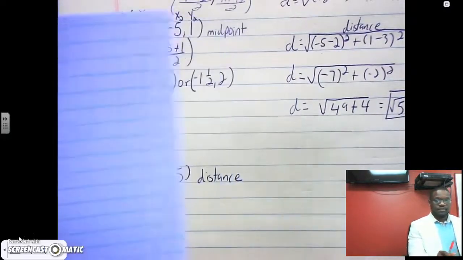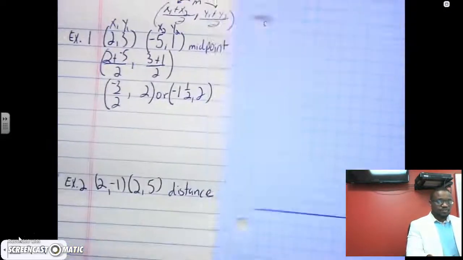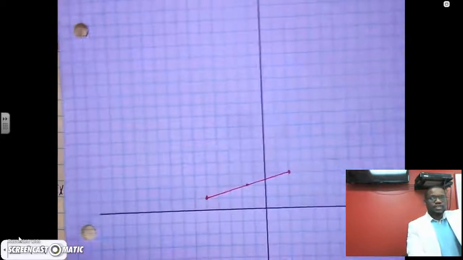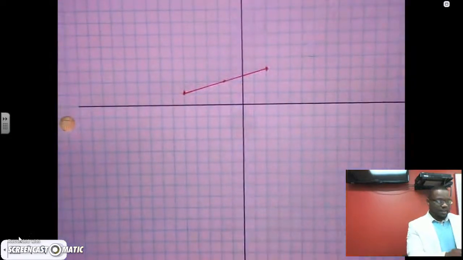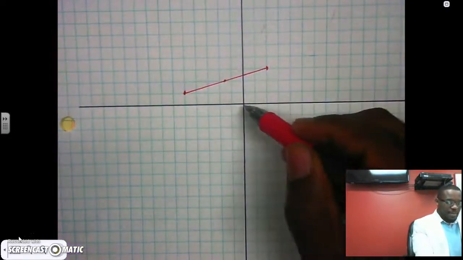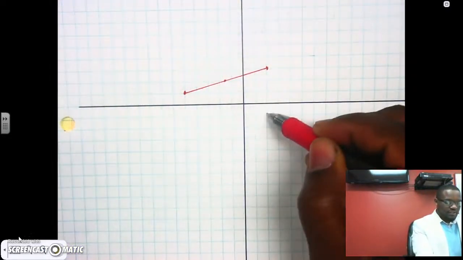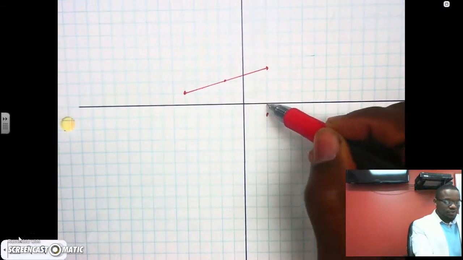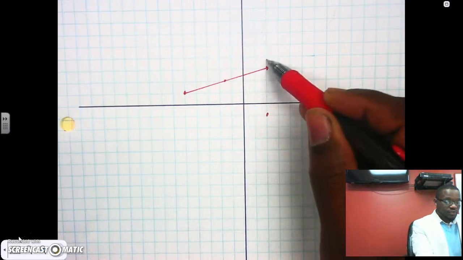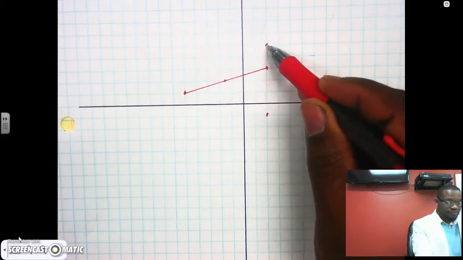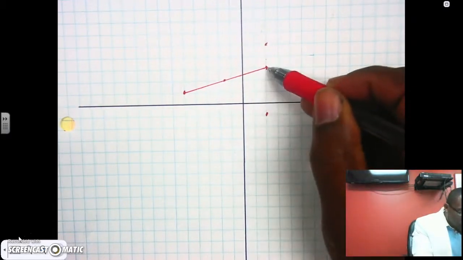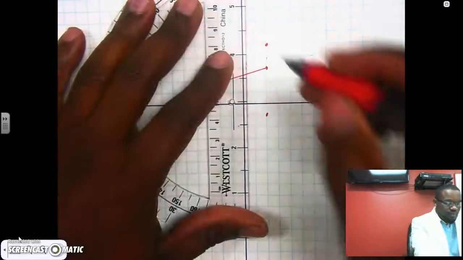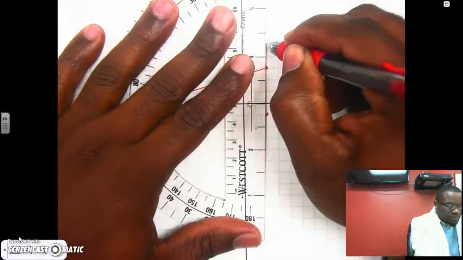Well, look at another one. We've got those 2 points, (2, -1) and (2, 5). So over 2, -1, and 2, 1, 2, 3, 4, 5. Okay, so we want to know the distance between those two.